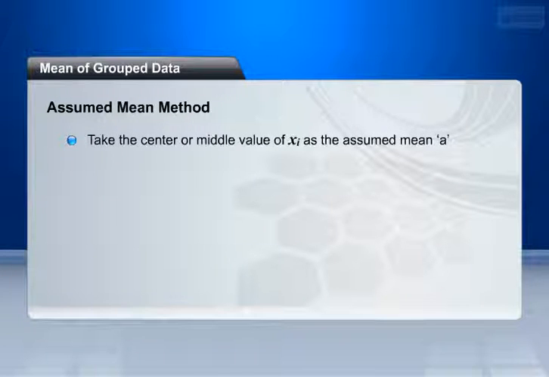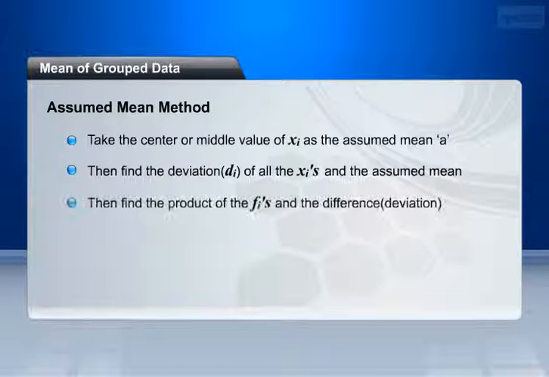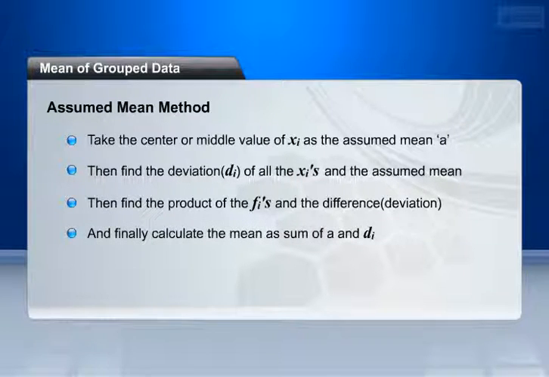So in this method we perform the following steps. Take the center or middle value of xi as the assumed mean. Then find the deviation di of all the xi and the assumed mean. Here, deviation is the difference between each xi and a. Then, find the product of the fi and the deviation. And finally, calculate the mean as the sum of a and d bar. Let us see the steps in detail with an example.